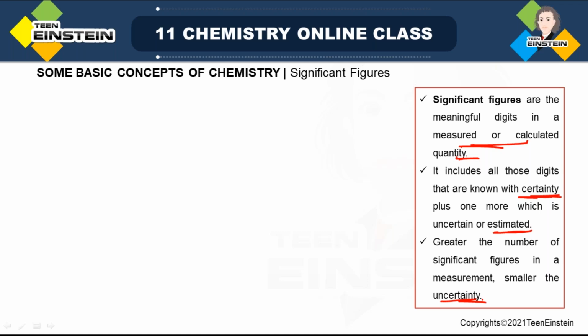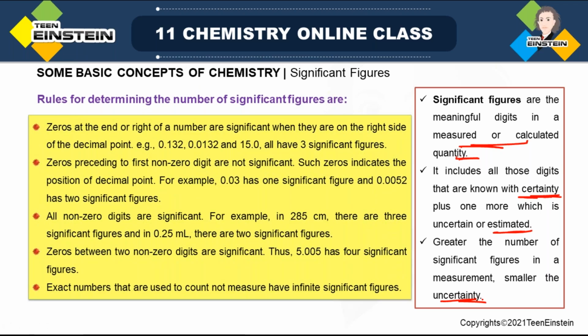Now, how do we find out how many significant figures are present in any measurement, whether it is calculated or measured? For that, we have to follow some rules. So here we have the rules that are required for determining the number of significant figures. If there are zeros present at the end or right hand side of a number, they will be significant, but only when they are on the right side of the decimal point. So both the conditions must be fulfilled.